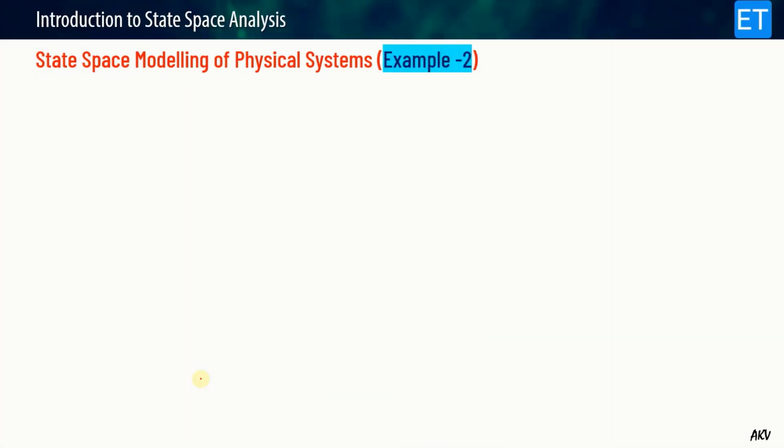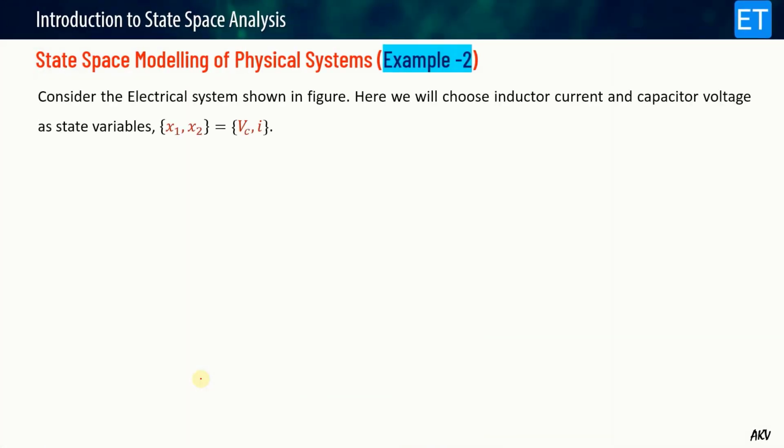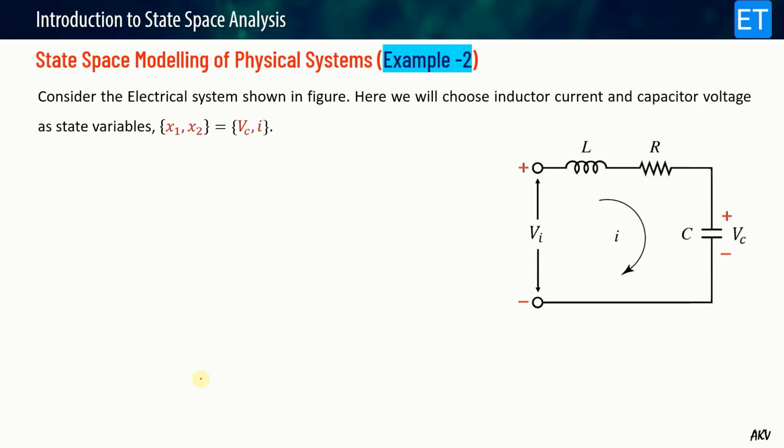Now let me consider another example of electrical system. So consider the series RLC circuit. Here I have to represent this electrical series RLC network into the state space. So for that, again I have to choose the state variables.